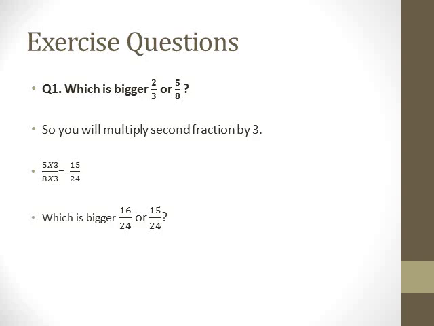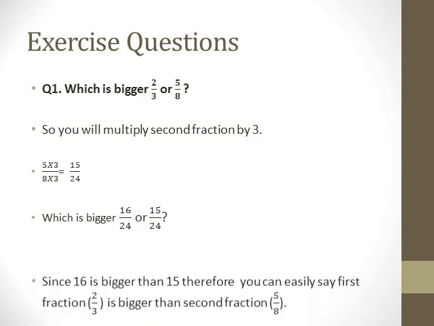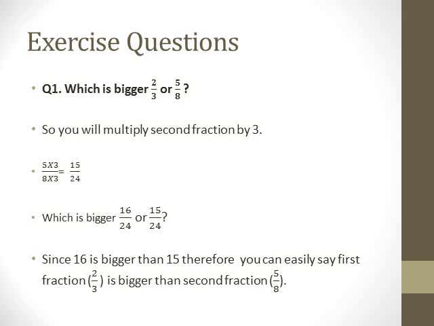Now you can easily say which is bigger, 16 over 24 or 15 over 24. They both now have the same denominator, 24 and 24. As you know the rule, when you have the same denominator, the more the numerator, the more the fraction. The less the numerator, the less the fraction. So 16 and 15, these are the numerators. Which is the biggest numerator here? Obviously 16. Since 16 is bigger than 15, you can easily say the first fraction is bigger than the second fraction. That means 2 over 3 is bigger than 5 over 8.